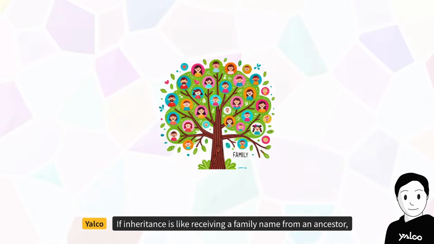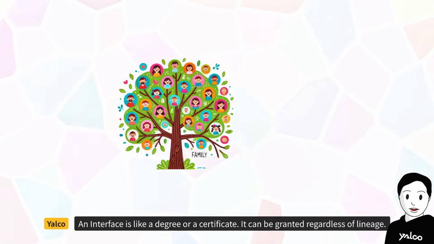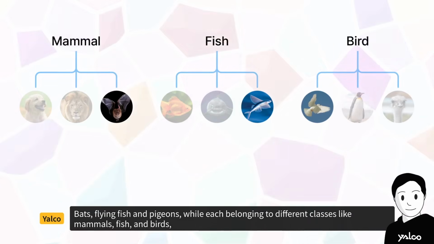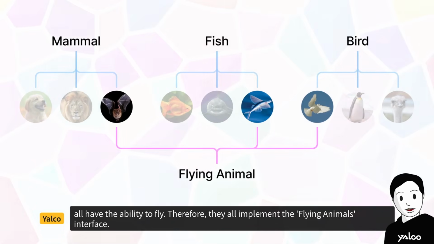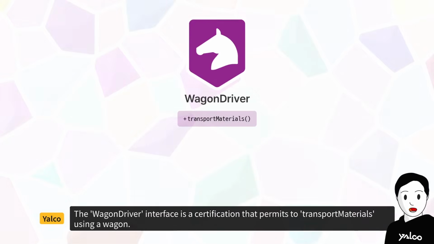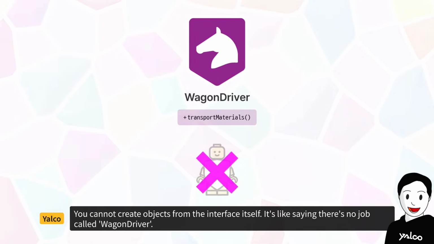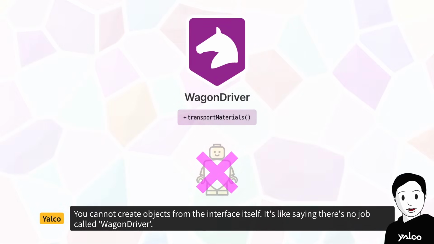If inheritance is like receiving a family name from an ancestor, an interface is like a degree or a certificate. It can be granted regardless of lineage. Bats, flying fish, and pigeons, while each belonging to different classes like mammals, fish, and birds, all have the ability to fly. Therefore, they all implement the flying animals interface. The wagon driver interface is a certification that permits to transport materials using a wagon. You cannot create objects from the interface itself. It's like saying there's no job called wagon driver.